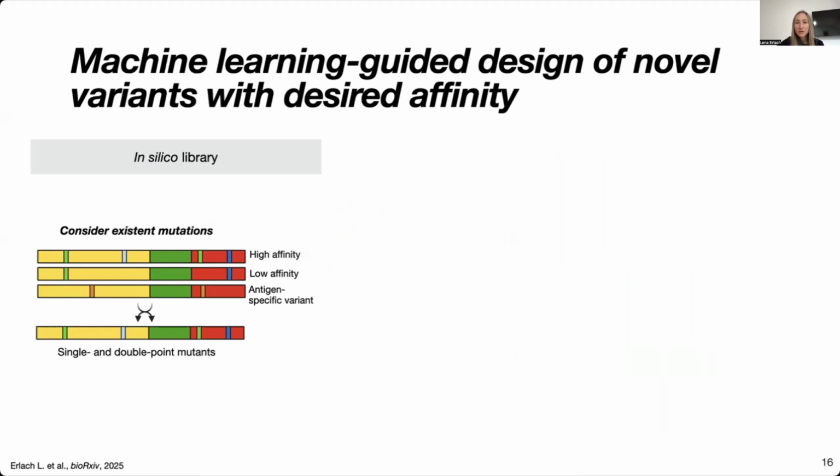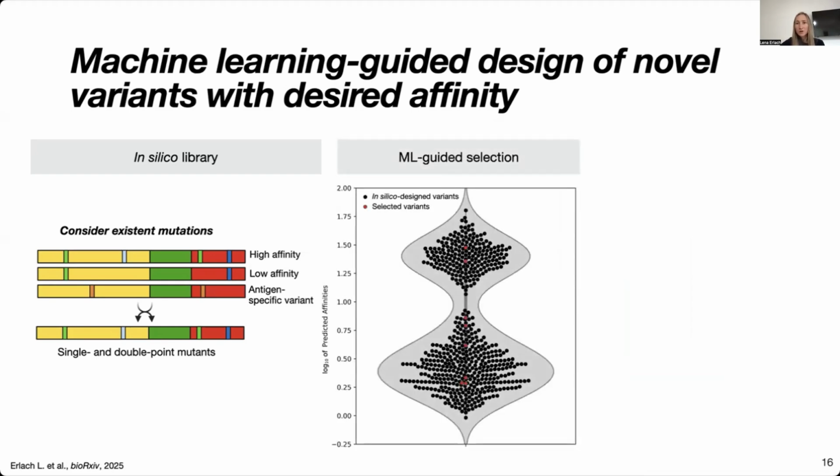existent mutations in our data set of the top two highest affinity variants, the lowest affinity variants, and the initial antigen-specific variant. We generated every possible single and double point mutant sequence that would not be in our training data set and not in the antibody repertoire data set. So for all of these synthetic variants, we used the Gaussian process model to generate affinity predictions. And based on those predictions, we roughly randomly selected sequences across the entire range of affinity.